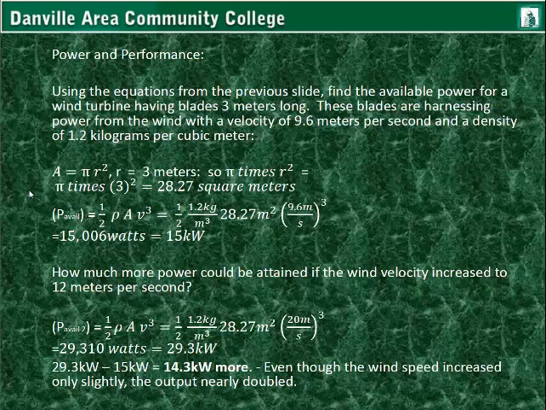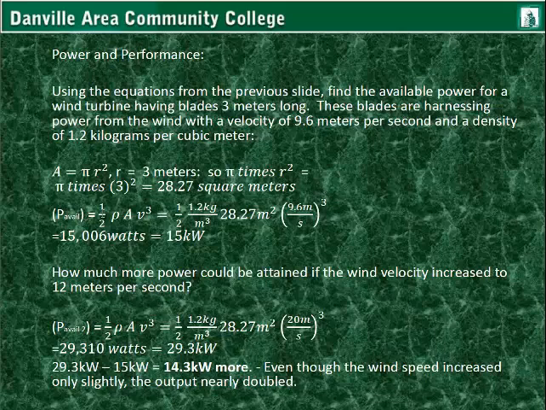Using the equations from the previous slide, find the available power for a wind turbine having blades 3 meters long. These blades are harnessing power from the wind with a velocity of 9.6 meters per second and a density of 1.2 kilograms per cubic meter. So the available power, not the power of the rotor, but the power of the wind passing through it, is first calculated by getting the rotor swept area, which is the length of the blade squared times pi, which is 28.27 square meters.